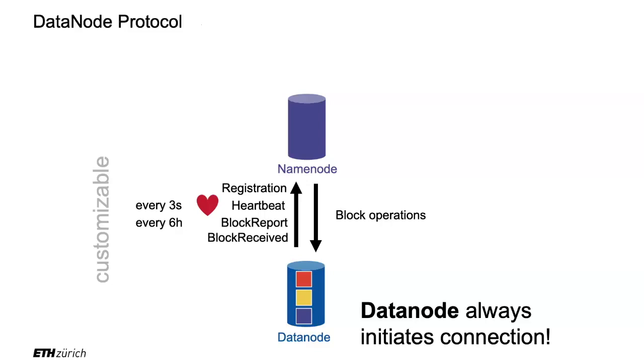Then there is the heartbeat. The heartbeat means that every couple of seconds, the data node connects to the name node just to give a sign of life. It's like, I'm here.